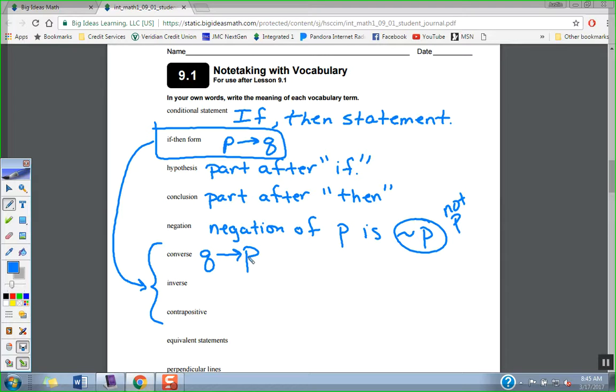Your inverse here is to do the following. Take this sentence right here and write it as if not P, then not Q. And then the contrapositive will be another one. The contrapositive of the original if-then form is to say, if not Q, then not P. All right? This set is going to be very important to understand today, and we'll look at some examples.